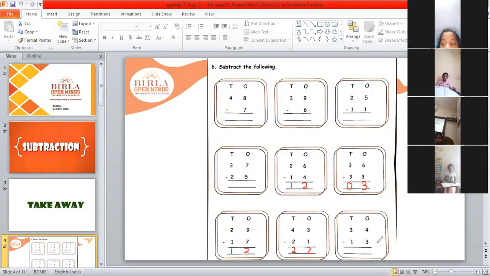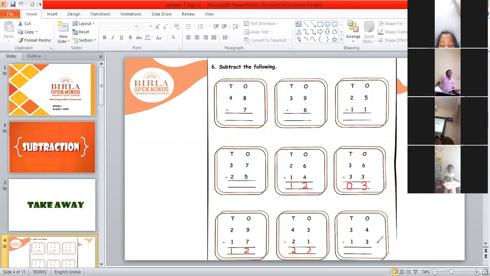4 and 3. So Veda, how many fingers will you take out? 3 fingers. No, that's wrong. Now, what is the first number in ones place? What is the first number? 4. Yes. Now show me your 4 fingers.